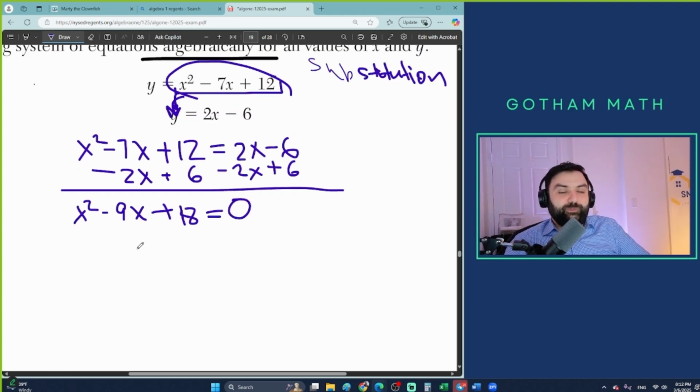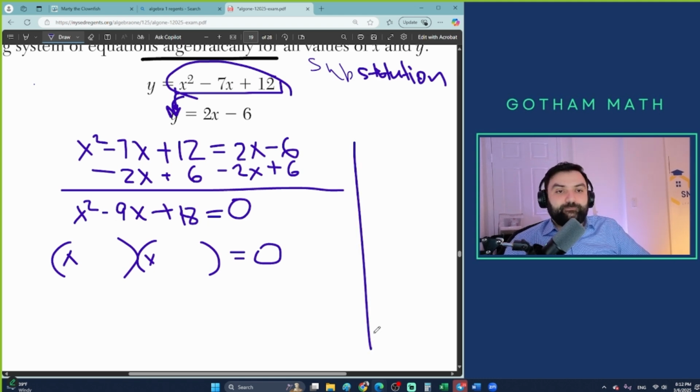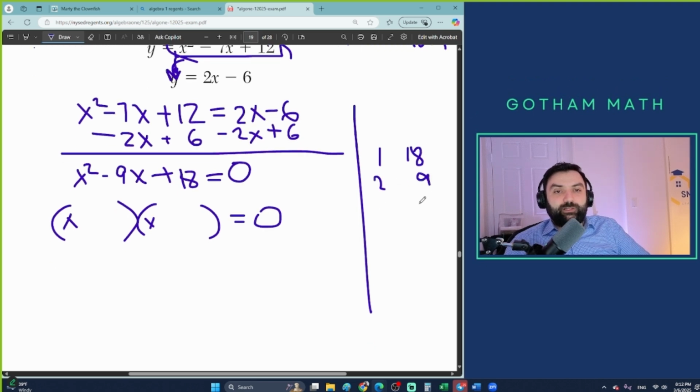How can we solve it? Quadratic formula, completing the square, and something that's called factoring. This is the easiest, the fastest way, I would say. We have to find two numbers that multiply to 18 and add to negative 9. So what multiplies to 18? 1 and 18, 2 and 9, 3 and 6.